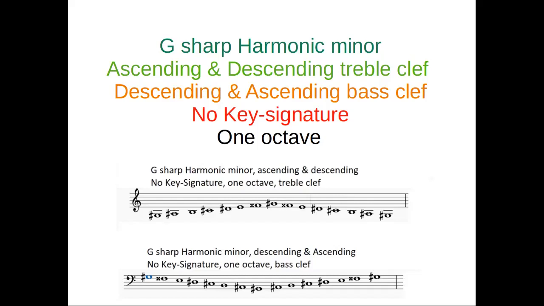Now let's look at the G sharp harmonic minor ascending and descending in the treble clef and the bass clef, but this time with no key signature and only 1 octave, just to keep it simple. So if we start off with a low G below the staff, and we go G to G, and then we put in all the sharps and flats, and we need to raise the 7th degree by a semitone. So we just make that F a double sharp, and we're done.